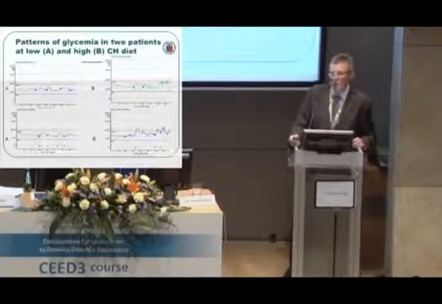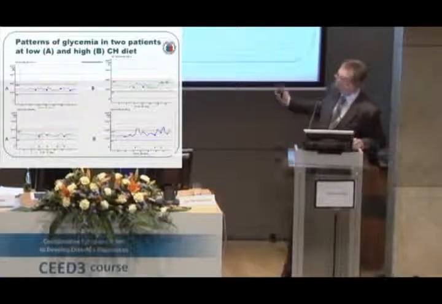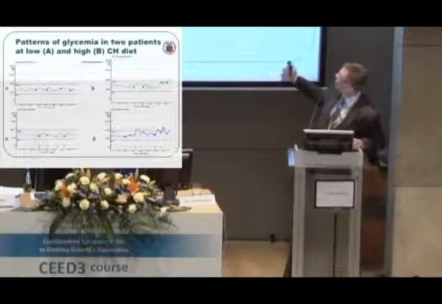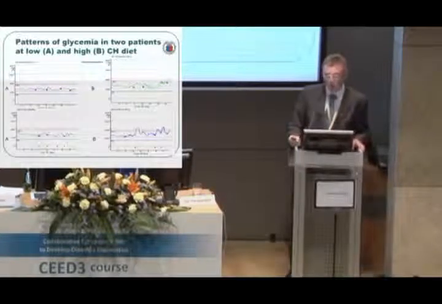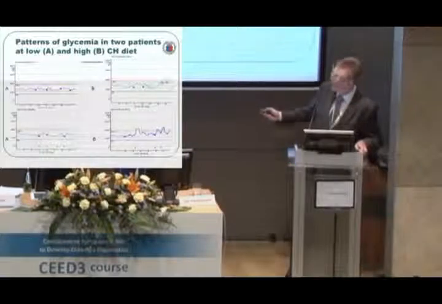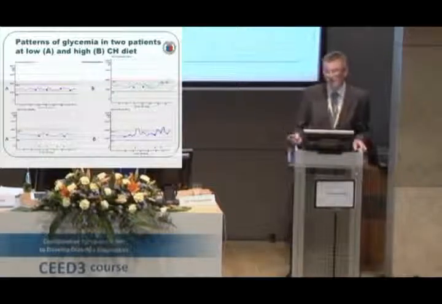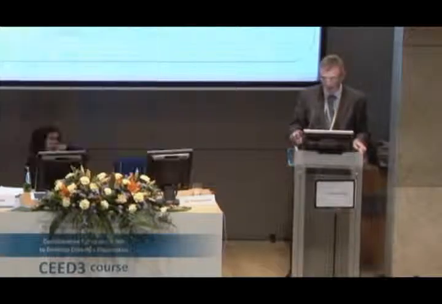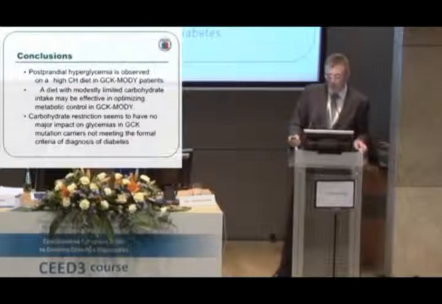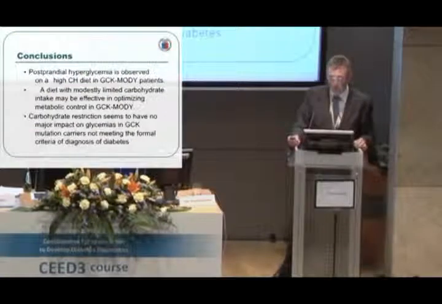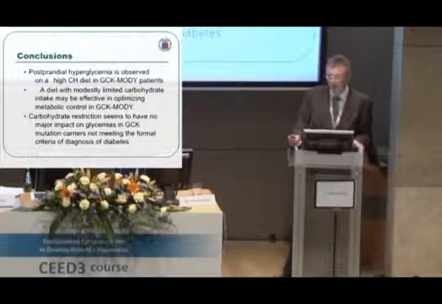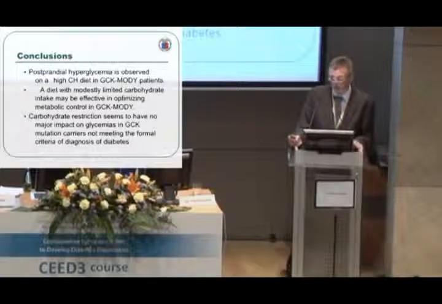So on a high-carb diet, the glycemias tended to be higher in general. They were more variable, and they tended to cross the line of 200 milligrams per deciliter, while on a low-carb diet, the glycemias looked like in a healthy individual. The fasting glycemia was just shifted a little bit up. So we concluded that postprandial hyperglycemia is observed on a high-carb diet in GCK MODY patients. A diet with modestly limited carbohydrate intake may be effective in optimizing metabolic control in GCK MODY.